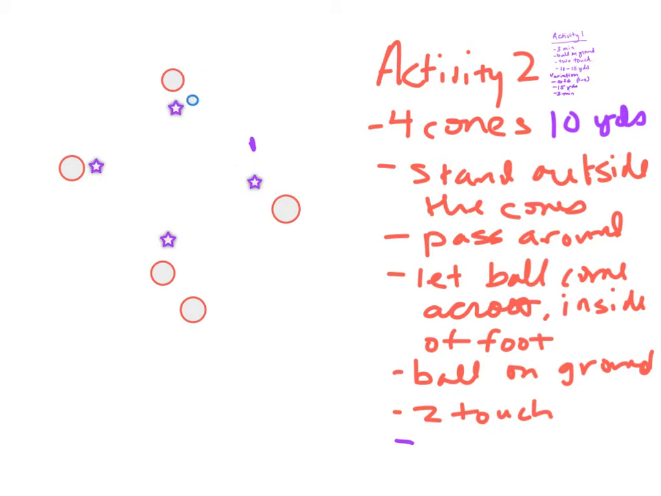This one, next person here, they step back, receive it with their right foot, and so on. So we're just passing around in a circle, and then they need to step up back to the cone and step back again. So they're always on their toes, receiving the ball.